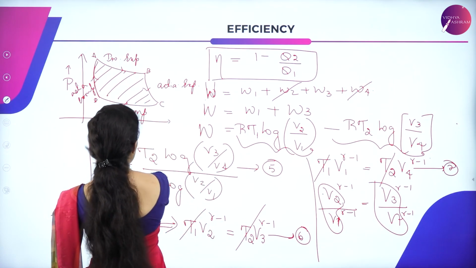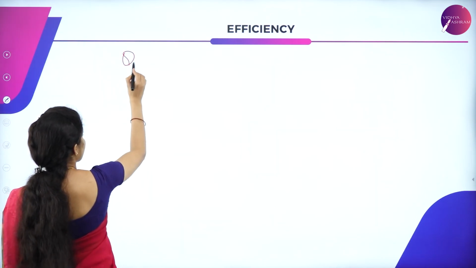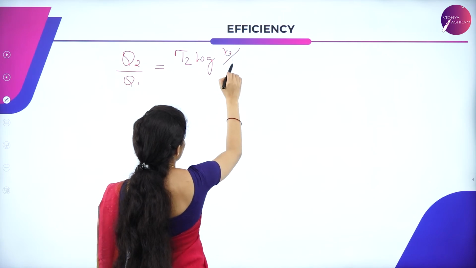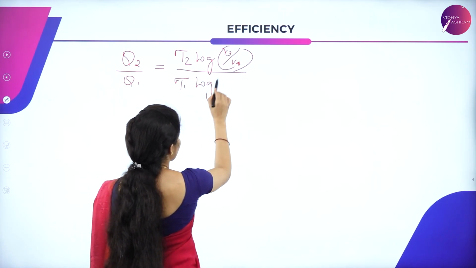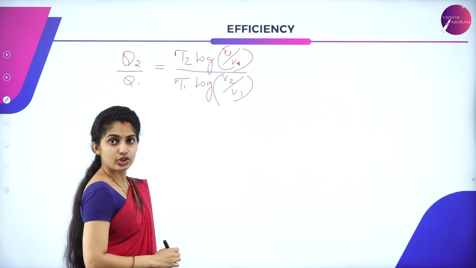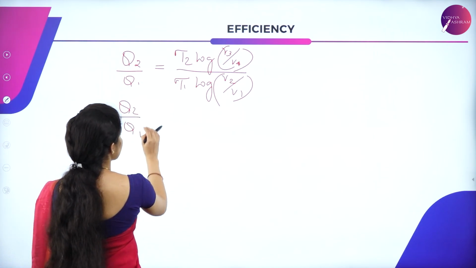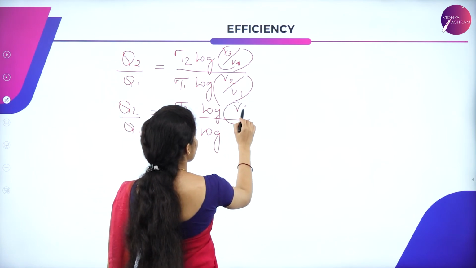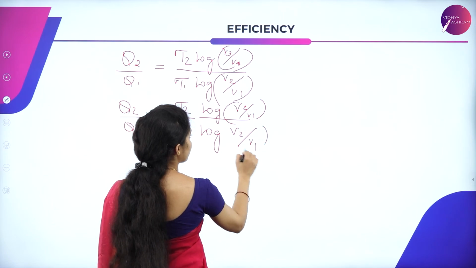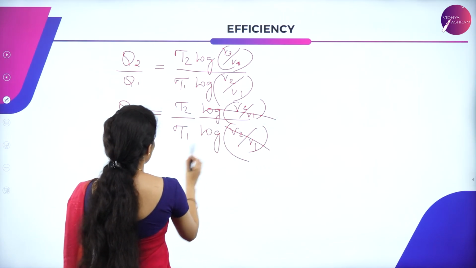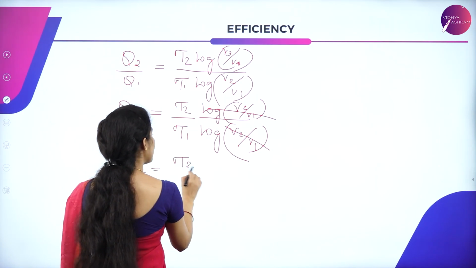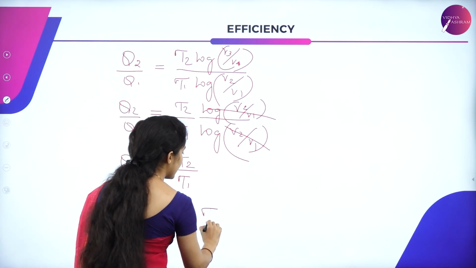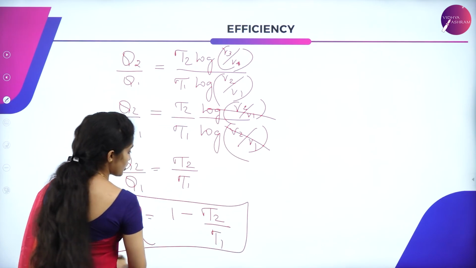So when I substitute this in equation 5, Q2 divided by Q1 is equal to T2 log V3 by V4 divided by T1 log V2 by V1. Now Q2 by Q1 is equal to T2 divided by T1 times log, and V3 by V4 is substituted as V2 by V1 according to the last simplification. This cancels with this, so what remains is Q2 by Q1 is equal to T2 by T1. Therefore, the efficiency can be written as 1 minus Q2 by Q1, which is 1 minus T2 divided by T1. This is the temperature condition of the efficiency.